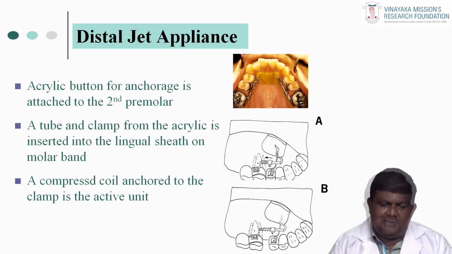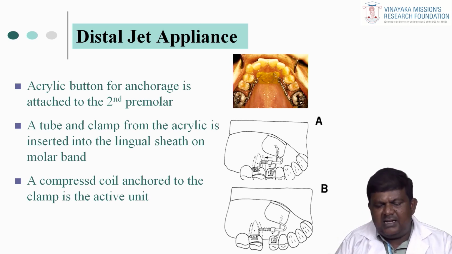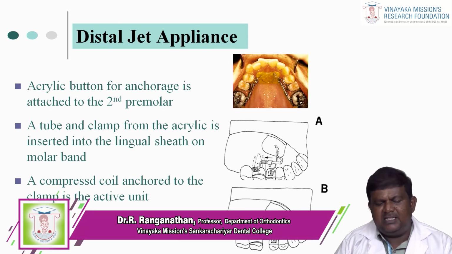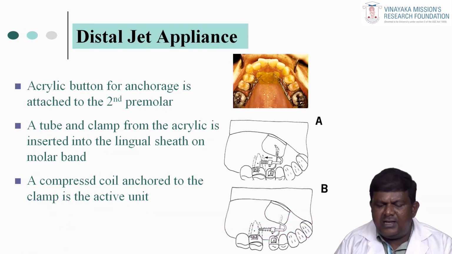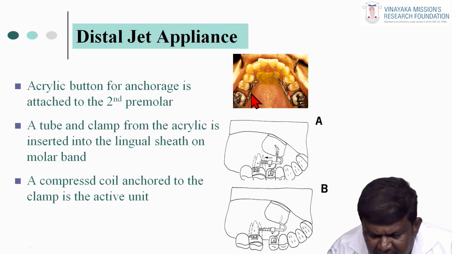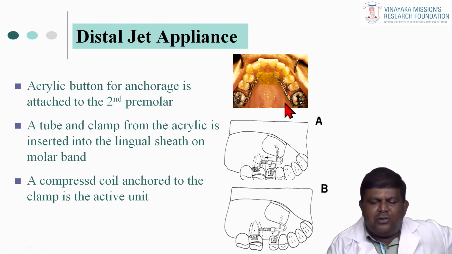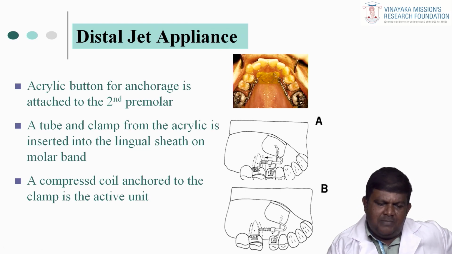Distal jet appliance. See in the picture, the acrylic button for anchorage is attached to the second premolar. A tube and clamp from the acrylic is inserted into the lingual sheath on a molar band. A compressed coil anchored to the clamp is the active unit. You can see the compressed coil here. This is the active unit, where molar distalization is possible by using the distal jet appliance.